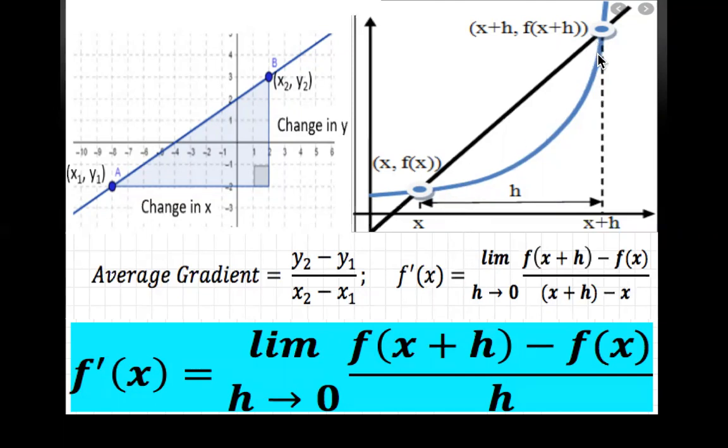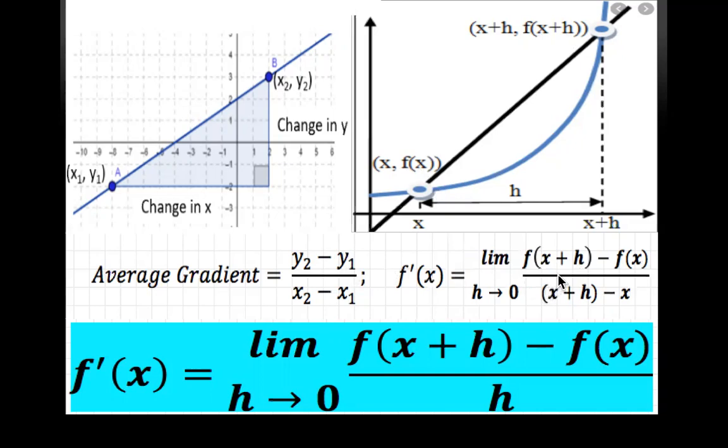Now, in this derivative, we need y2 minus y1. You realize that your y2 is f of x plus h, so you substitute it into this formula. Then we look for our y1, which is f of x. So we substitute it there, just like we were working with the average gradient formula.